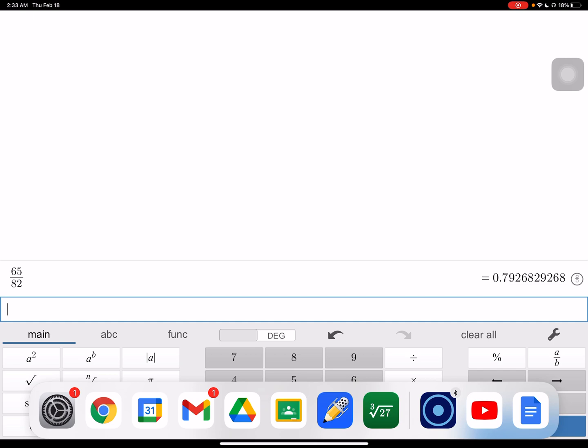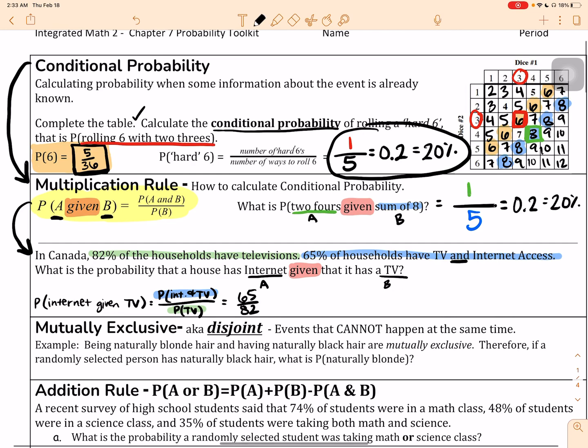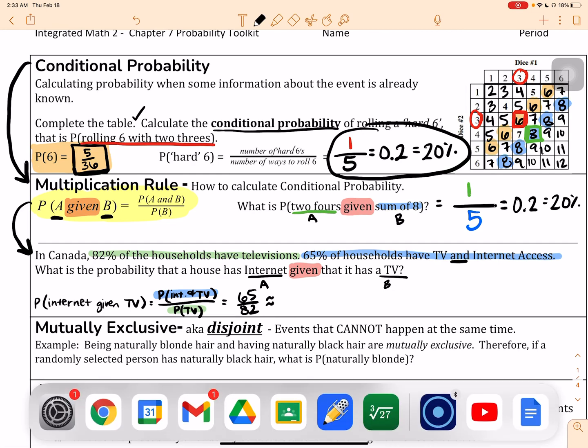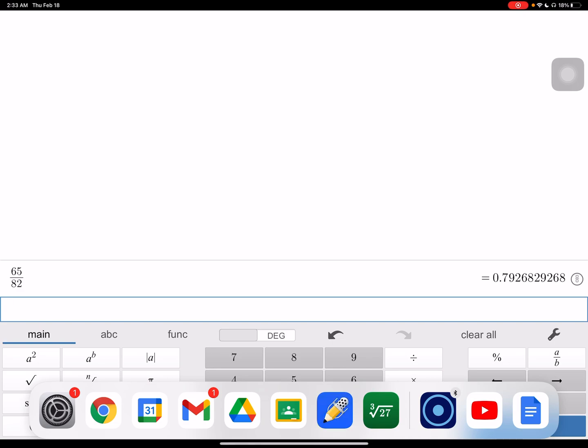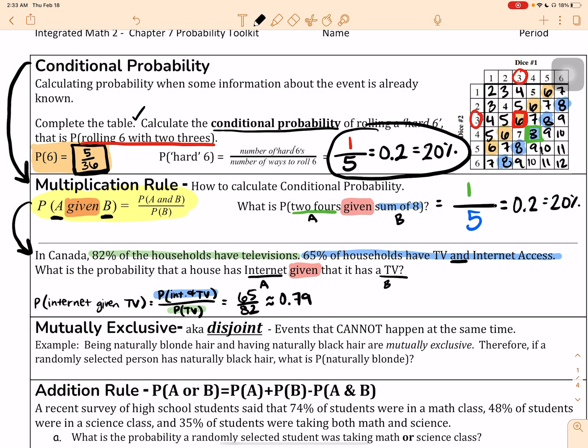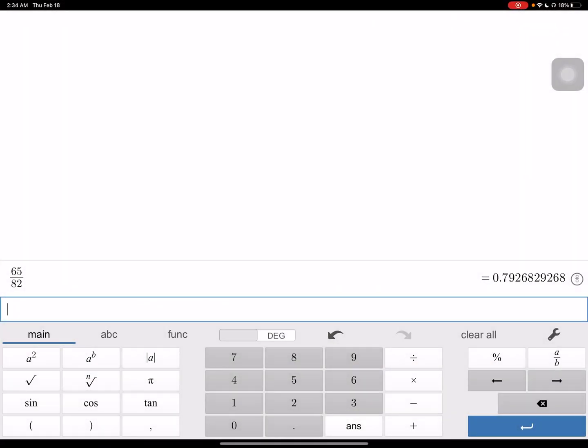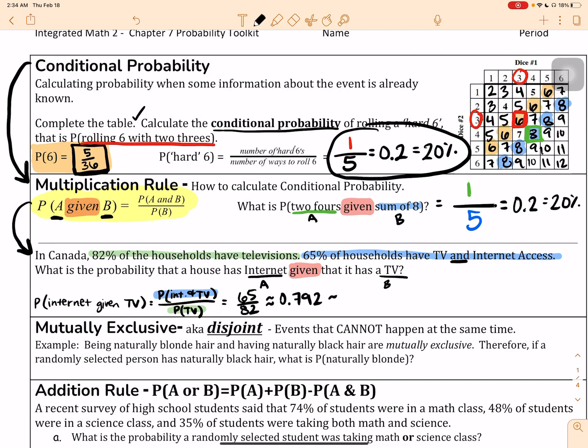0.792. You can even put 0.7927, but I just go to the thousandths place because then whenever I convert it to a percentage, I still have a decimal there. So this is about equal to 0.792, which is about equal to, oh wait a minute, would I round up that 2? I would. The 6 there after the 2 would round up the 2. So I need to go back. This would be 0.793, which is about equal to 79.3%. So 79.3% of people who have a TV also have internet.